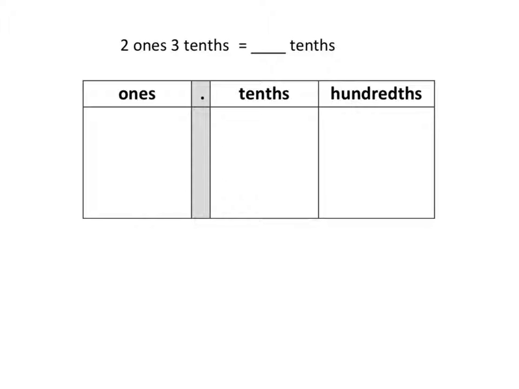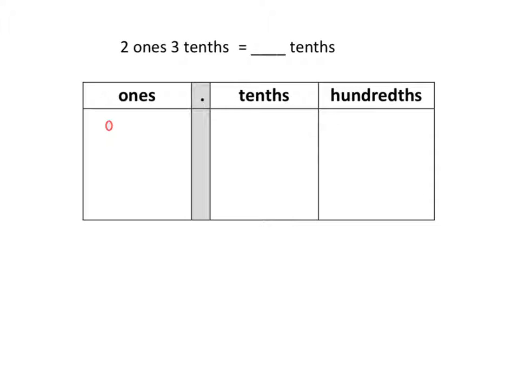Okay, so this time we're going to use place value discs to represent the following decompositions. So we have 2 ones and 3 tenths equals how many tenths? So let's start putting these little circles in. All right, so let's put 1, and 2. So we've got 2 ones.